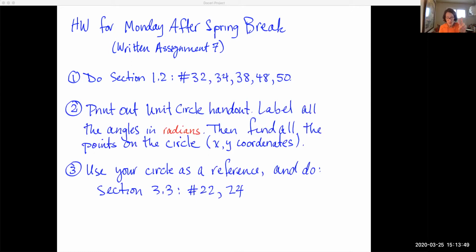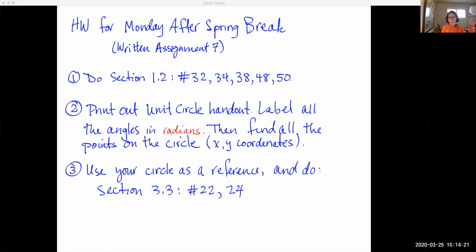So they're problems 22 and 24. So you're going to have your unit circle, use it as a reference, solve those 2 problems. It's just really simple answering questions. And then you're going to scan all 3 things and upload it to written assignment 7. So I'll post that on Canvas today after I unlock the exam for a couple people.